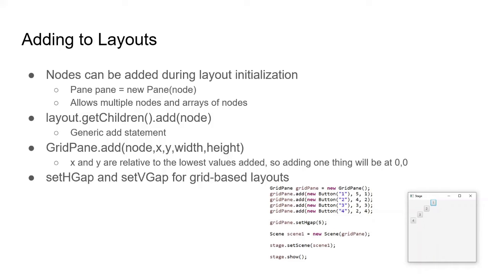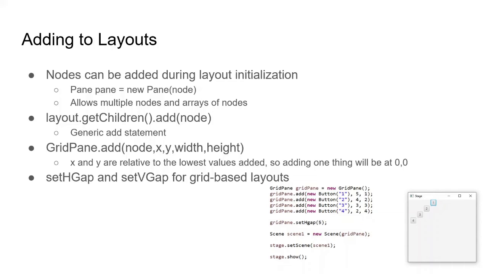Layouts can have nodes added to them on initialization. This happens when you create the layout. This is the simplest way to add to a layout. We just say, let's say, pane equals new Pane, and we put a node in the parentheses. It also allows multiple nodes by using commas, and arrays of nodes, as we saw with the make buttons function. But you can add to layouts after creating them with the getChildren.add(node) function.